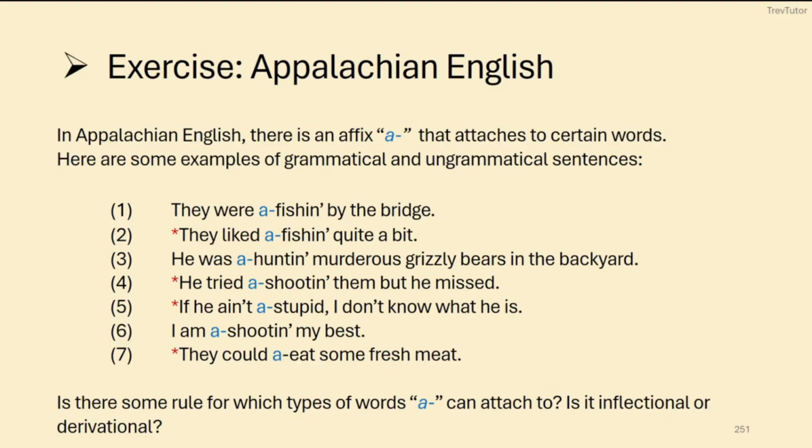They like to fishin' quite a bit. That's not what people say. He tried a shootin' them, but he missed. That's not what people say. If he ain't a stupid, I don't know what he is. Yeah, people don't say that. And they coulda eat some fresh meat. Yeah, they don't say that either.